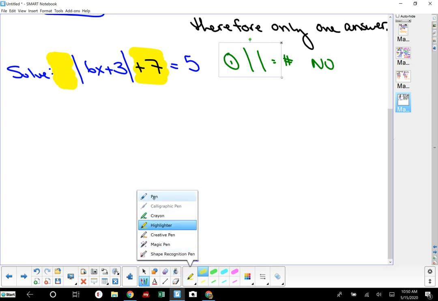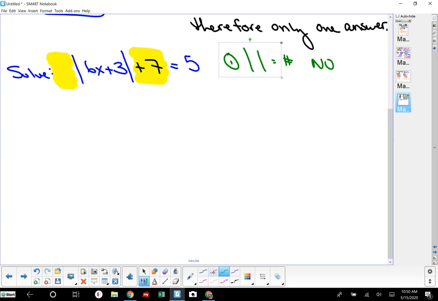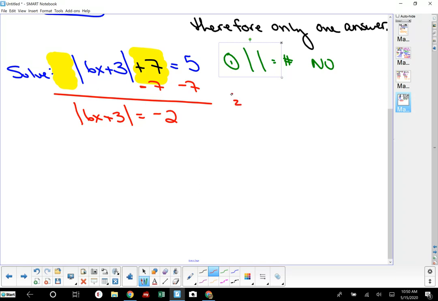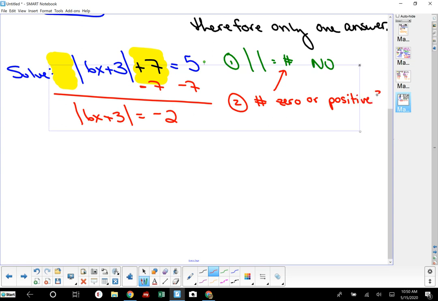In order to deal with that, we are going to subtract off 7. Well, when we do that, we get absolute value of 6x plus 3 equals negative 2. Well, your question number 2 is, is this number right here 0 or positive? And if the answer is no, then you have no solution.